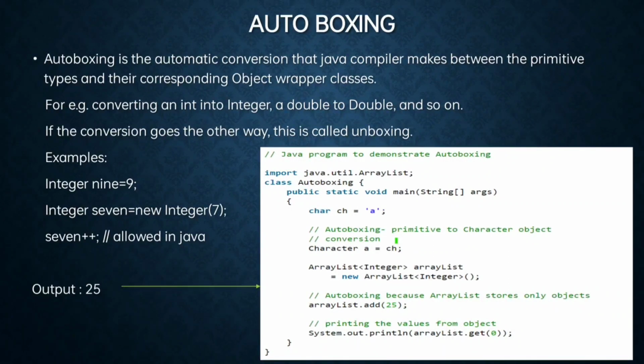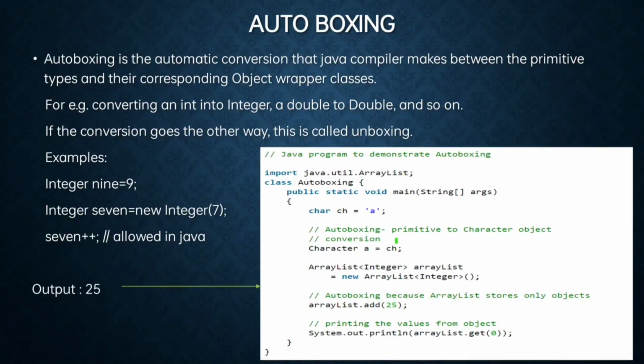Now let's talk about autoboxing. Autoboxing is the automatic conversion that the Java compiler makes between the primitive types and their corresponding object wrapper classes. For example, converting an int to Integer or double to Double and so on. If the conversion goes the other way, this is called unboxing. So the opposite of autoboxing is unboxing. For example, Integer 9 equal to 9. Integer 7 equal to new Integer, we are passing 7 as an integer argument. 7++. That is also allowed in Java.